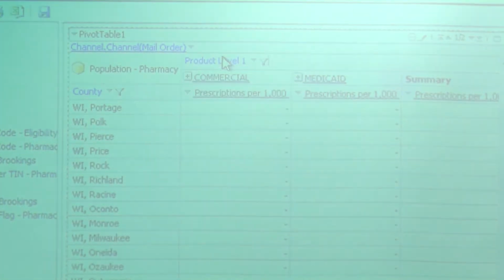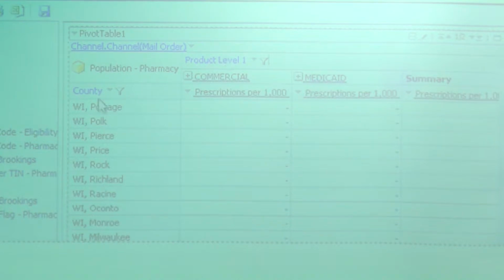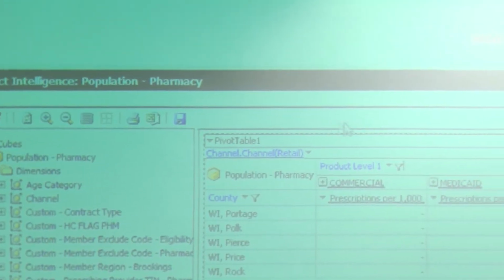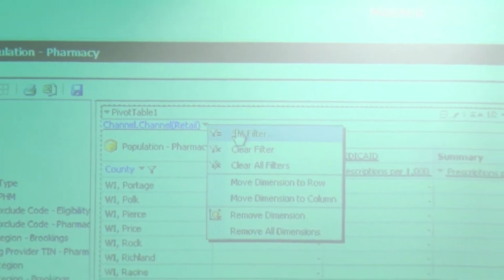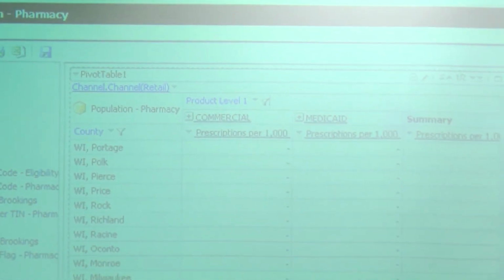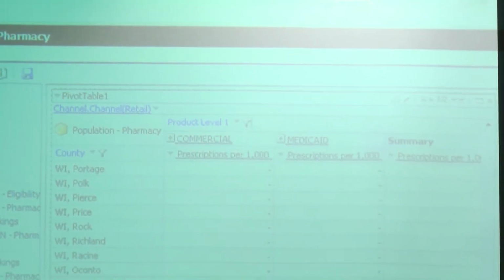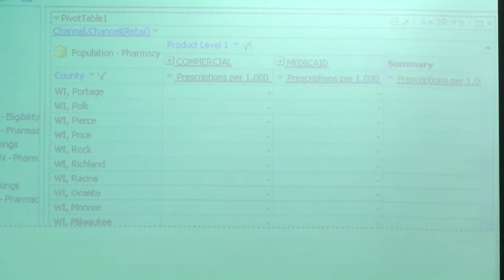Is that a flag, Sarah? Mail order? It doesn't look like it. Okay, so we'll just do retail. Yeah, you don't have a flag set for retail and mail order, so the flag isn't there. That's why we're picking up zeros there.